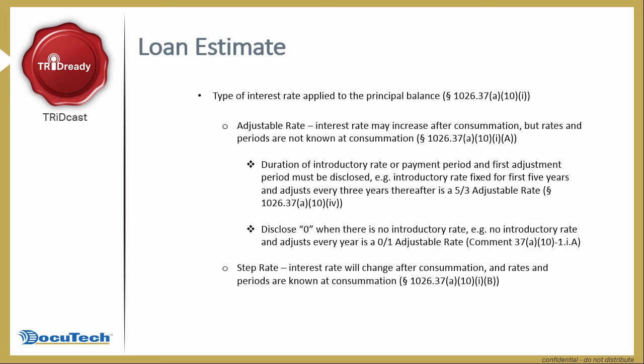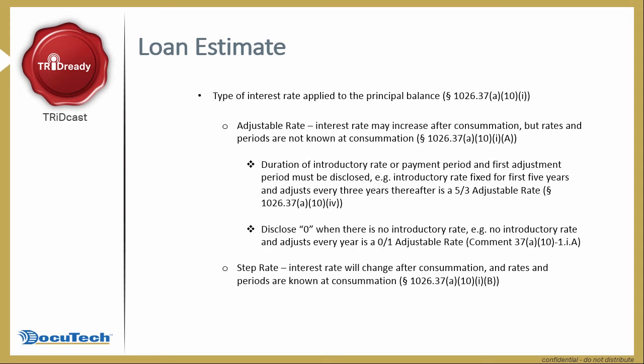This would be notated as a 5/3 adjustable rate. If there are any subsequent adjustment periods, those are not disclosed. Only the first rate is disclosed, just as in the examples that Fred had previously on the product. If there are multiple features, only the first one is disclosed. If the introductory rate is not known, then the shortest interval should be listed.